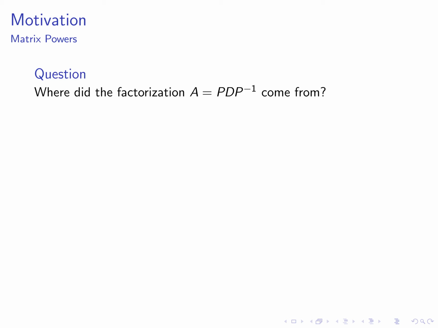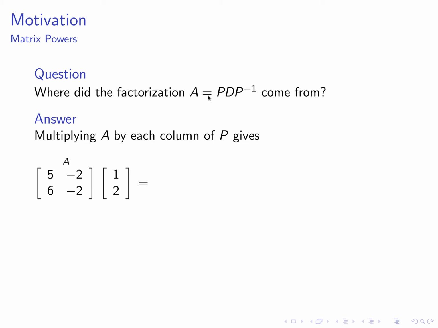So a natural question to ask is, well, where did that factorization come from? Somebody is just handing it to us, but where did they find it in the first place? So what's going on with this expression, A equals P times D times P inverse? Well, let's take a closer look at the data inside of these matrices from the previous example. So in particular, what I want to do is take A and multiply by each column of P. So the matrix A we've been working with has columns 5, 6, and -2, -2.